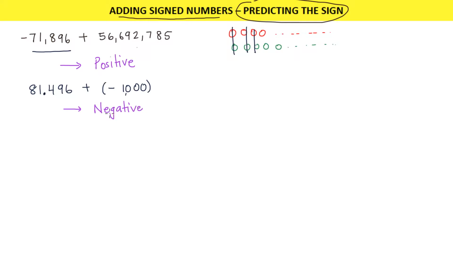And if you're thinking about bank balances, imagine that you have $81, and, well, you can't have 496, but $81.50 in your bank account, and you withdraw $1,000 or you take a loan of $1,000. Now your bank balance is wiped out and you now owe the bank some money, so you have a negative bank balance.